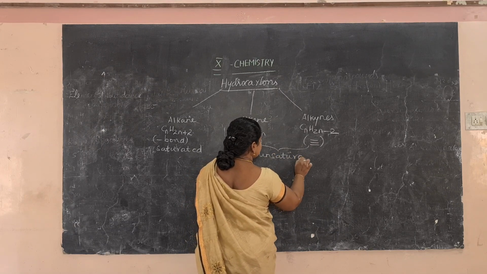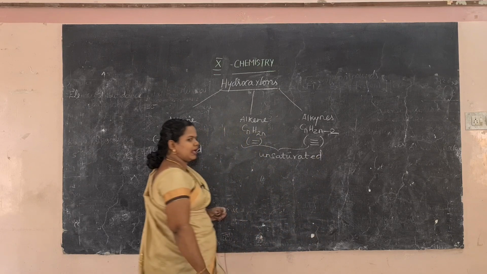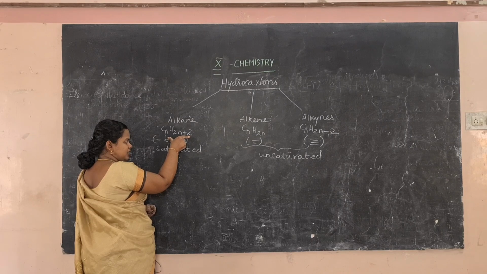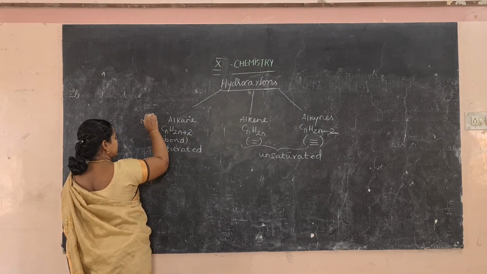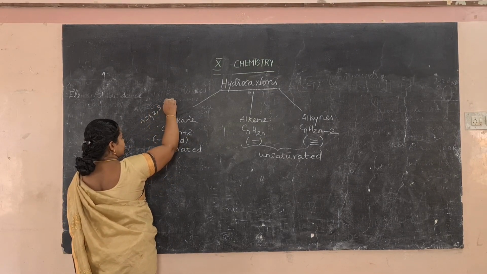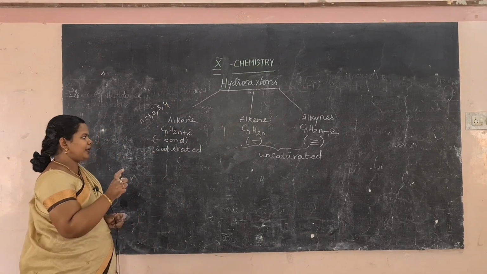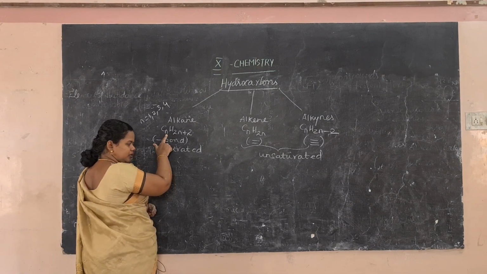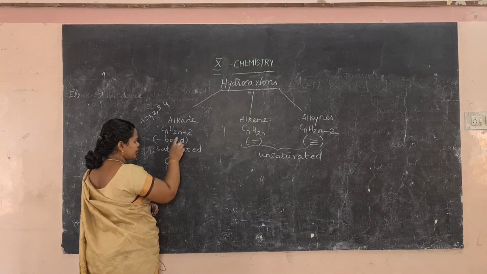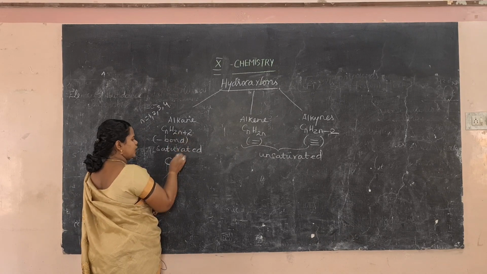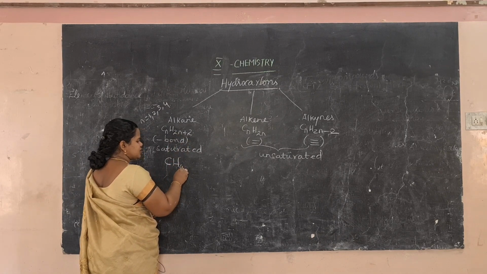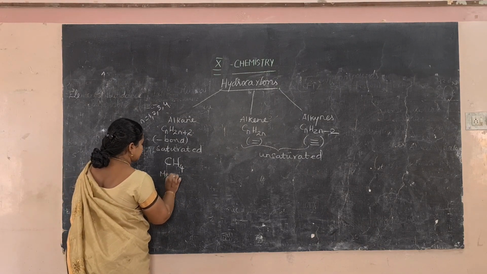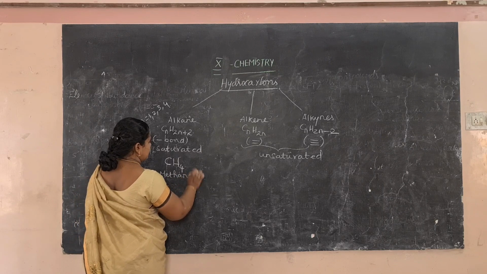Now we are going to write the simpler members of alkane, alkene and alkyne. For alkane, the general formula is CnH2n+2, where n is 1, 2, 3 and so on. If n is equal to 1, it becomes C1, then 2 plus 2 is 4, so CH4. The first member of alkane is methane, the simplest member.